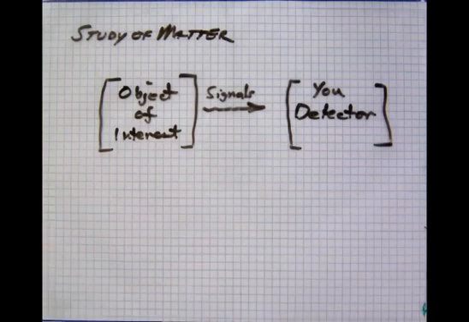So one of the things you have to understand about studying matter is that we have to first learn the language of what that matter is sending us. Einstein made the statement that in order to understand the secrets of the universe, you must first learn the language of the universe and what it's saying to you.